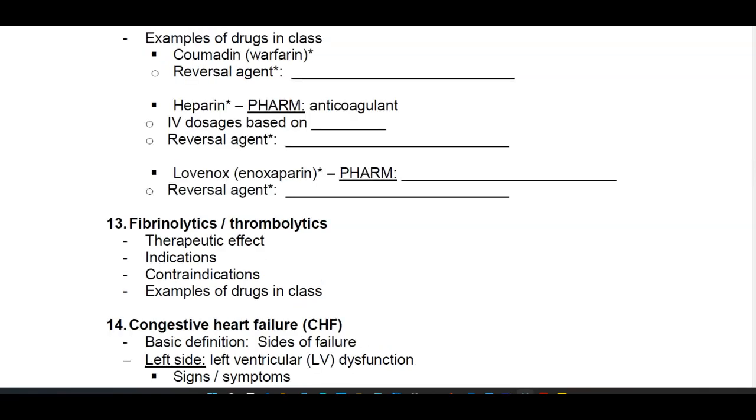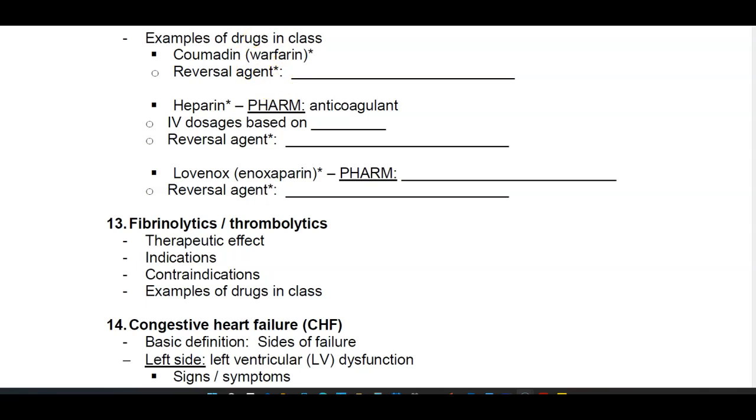So examples of drugs in this class that you have to remember: under anticoagulants, you have Coumadin or warfarin. Its pharmacological class is coumarin derivative. Its therapeutic class is actually anticoagulant, but its pharm class is coumarin derivative. For this specific medication, we adjust the dose based on the PT and INR. PT is basically how long it takes for the blood clot to form.